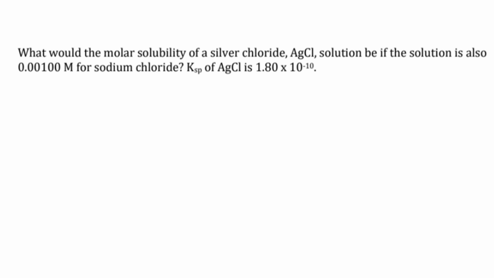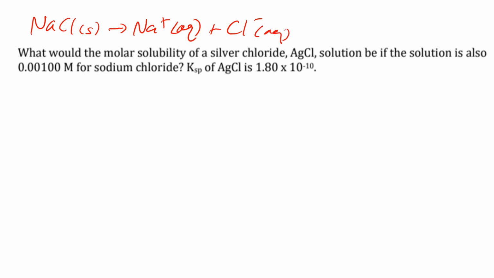So sodium chloride is completely soluble. Any molarity that you have for sodium chloride will transfer over to the chloride ion. Just really quick, you have sodium chloride solid producing Na+ and Cl minus. There's no KSP, so we're going to assume that it is completely soluble. So we know that our chloride ion concentration is going to be 0.00100 molar. So we have our silver chloride. Just write out the equation.